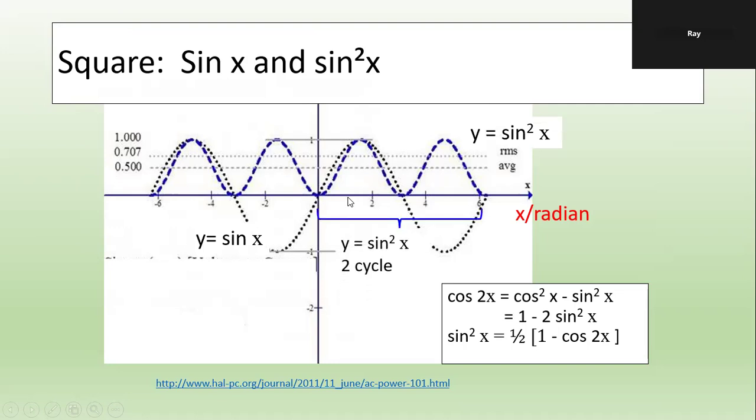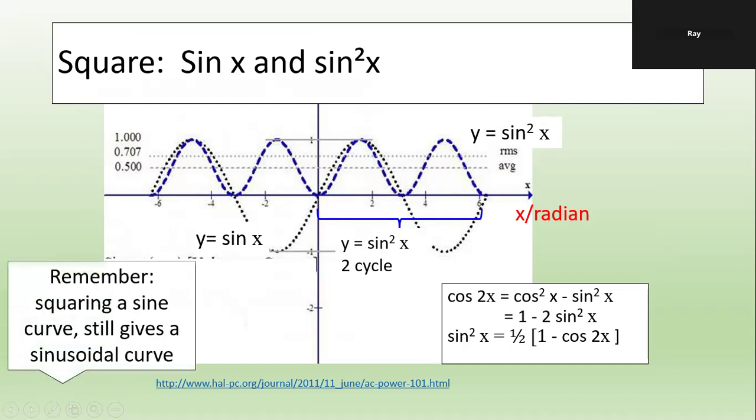Right? But this is 2 cycles already for this one. The sine square x graph is 2 cycles, whereas this is 1 cycle for the sine x graph. Right? Must remember that. Remember, squaring a sine curve still gives us a sinusoidal curve.